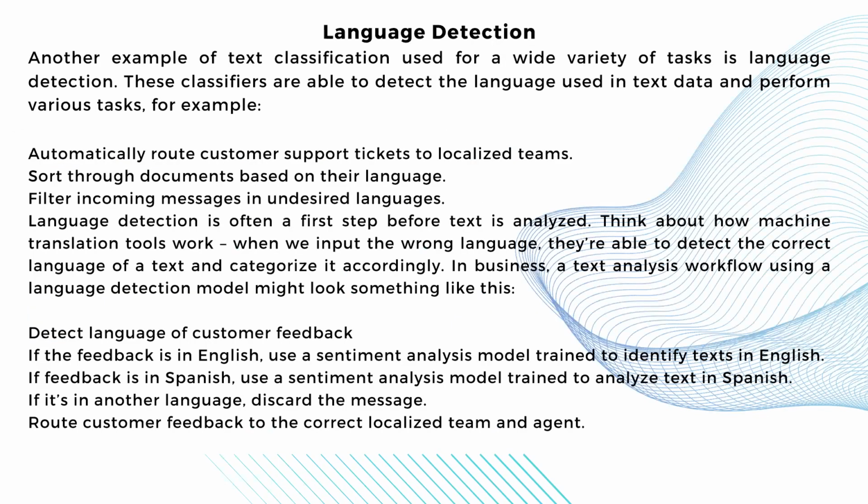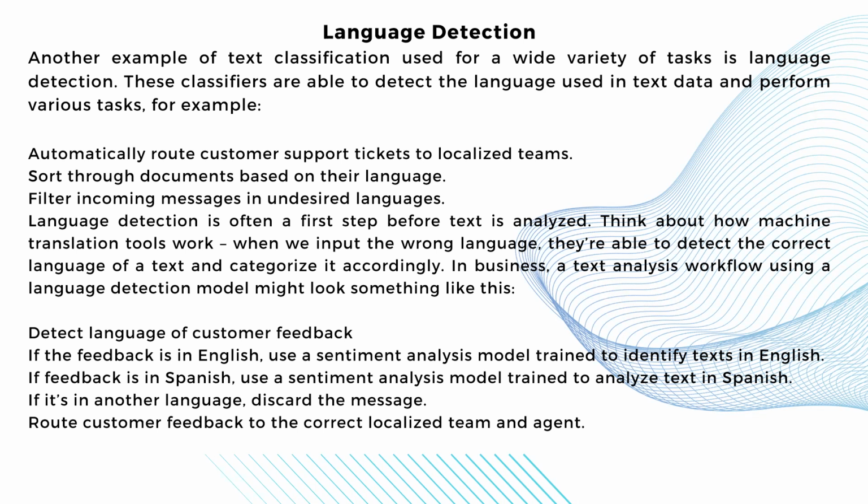And you have language detection. Another example of text classification used for a wide variety of tasks is language detection. These classifiers are able to detect the language used in text data and perform various tasks. For example, automatically route customer support tickets to localized teams, sort through documents based on their language, filter incoming messages in undesired languages. Language detection is often a first step before text is analyzed. Think about how machine translation tools work. When we input the wrong language, they are able to detect the correct language of a text and categorize it accordingly.